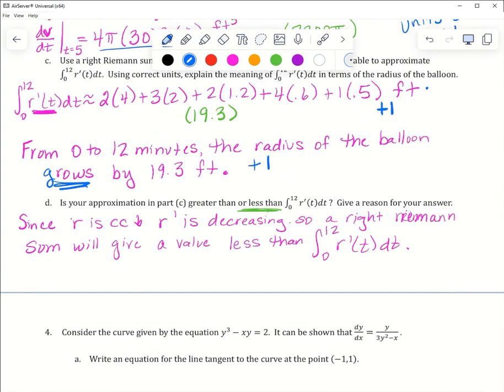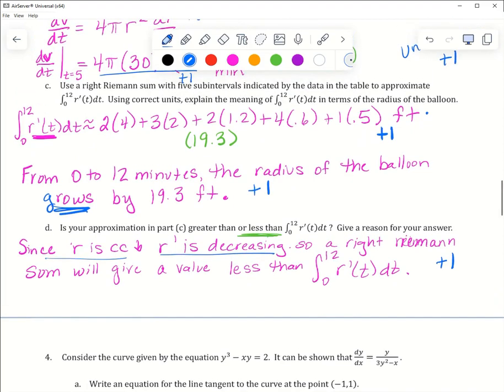This question was only worth 1 point, but a key component of it is this: if you said it was an underestimate, you had to say that R prime was decreasing. That was the key thing I was looking for. If you just said since R is concave down, you didn't get credit. You had to say R prime is decreasing. I would add that in because sometimes they ask, how did you know R prime is decreasing? Always from the given, they told me R was concave down. So it's just making sure that you say everything you need to say.